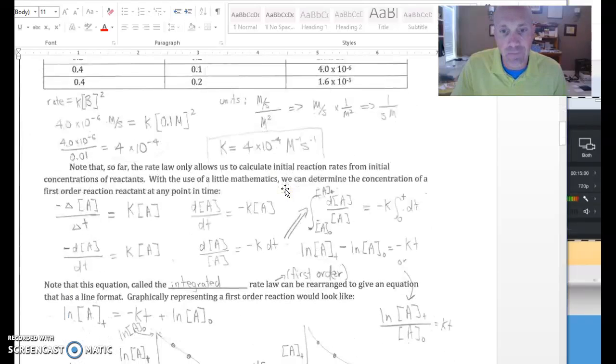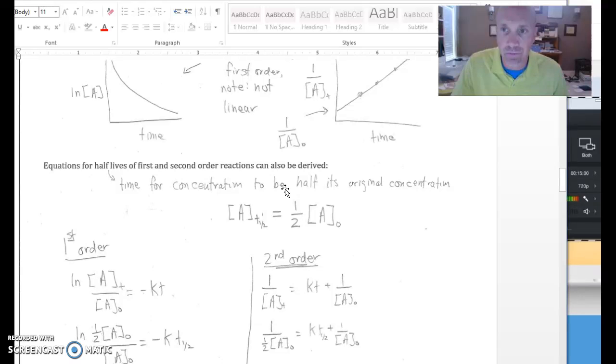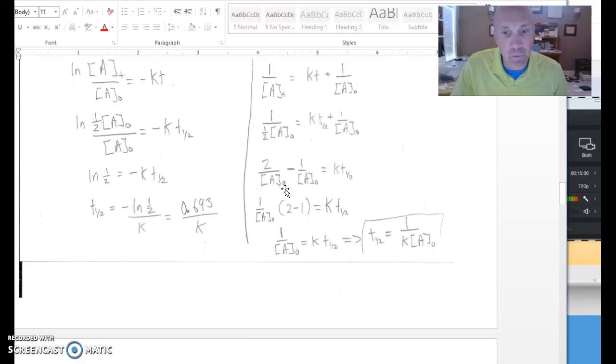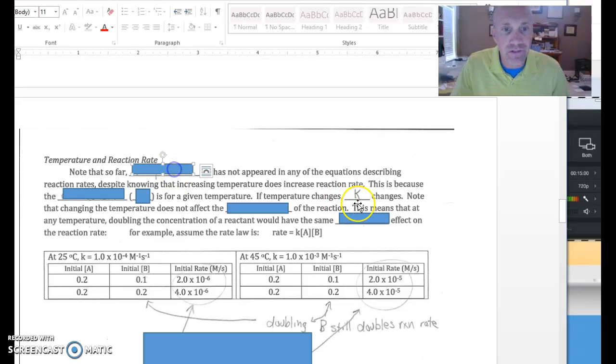I think if you think back to introductory chemistry, though, you would remember that temperature does have an effect on the reaction rate, but we haven't talked about how that would show up in any of the kinetics that we've talked about. So far, we have not talked about temperature. And why not?